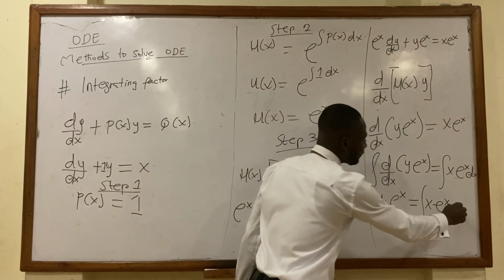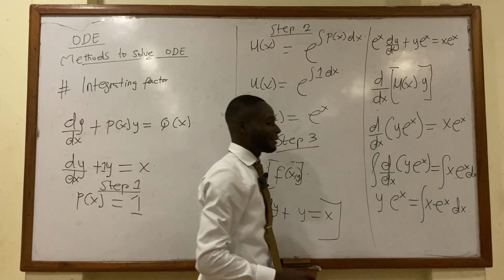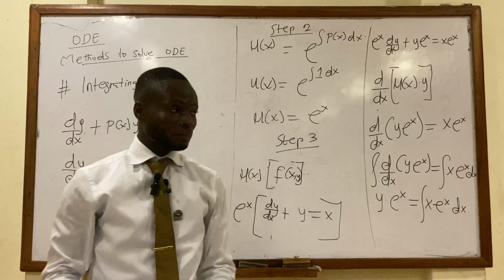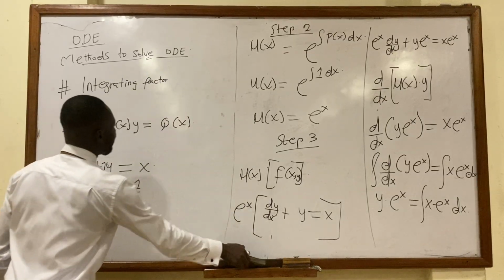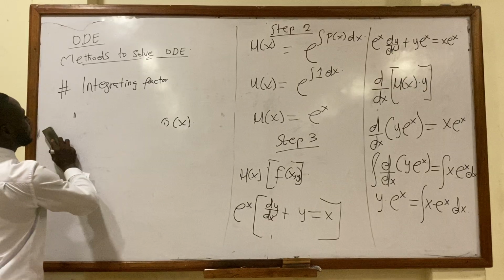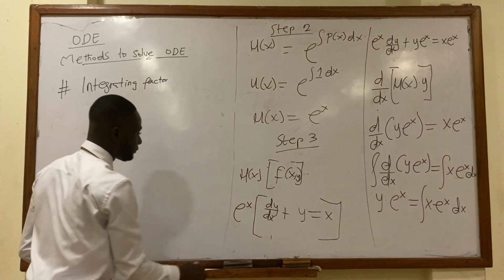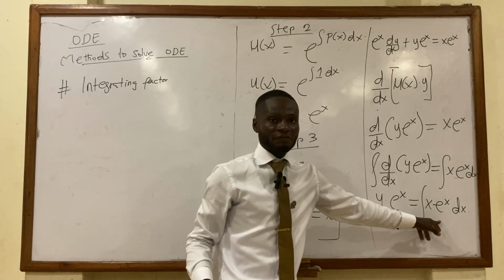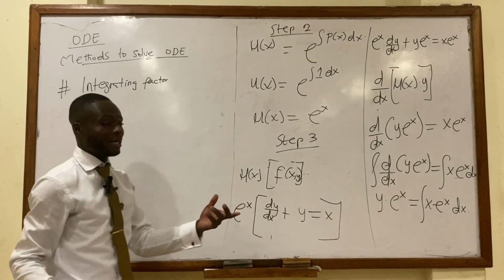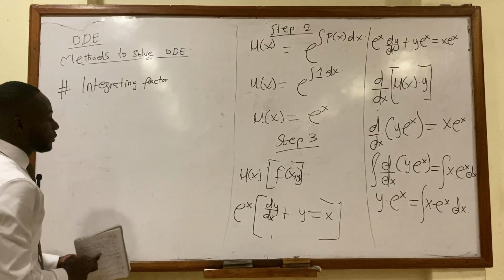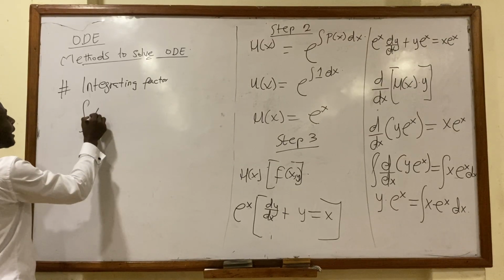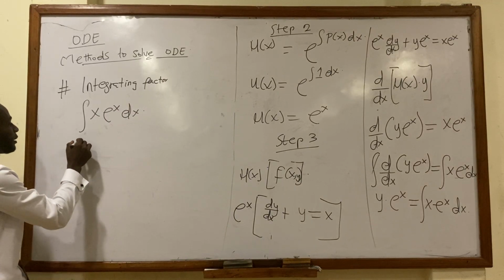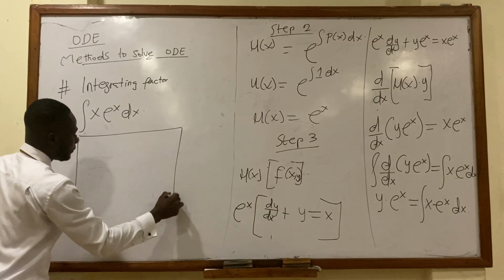On this side, we have to use integration by parts to integrate the right aspect of the function. We can either use the tabular form of integration or the formula of integration. So now, integrating x e power x using the tabular form, we have this.